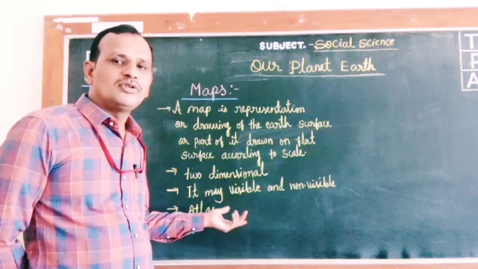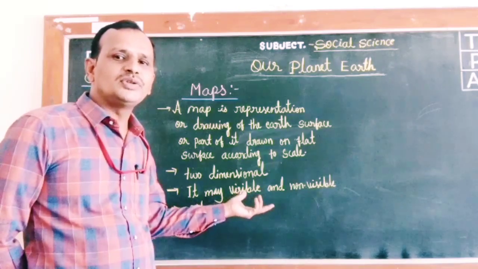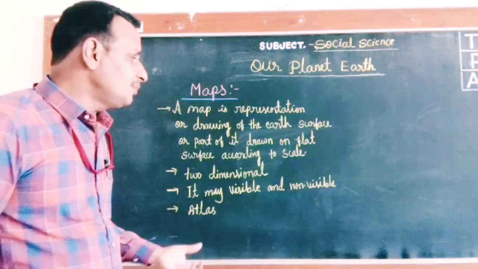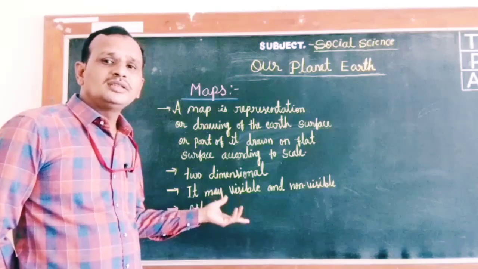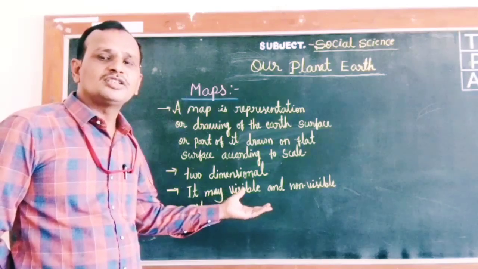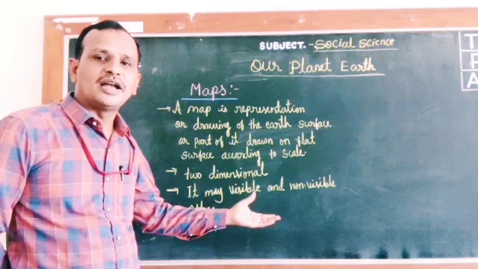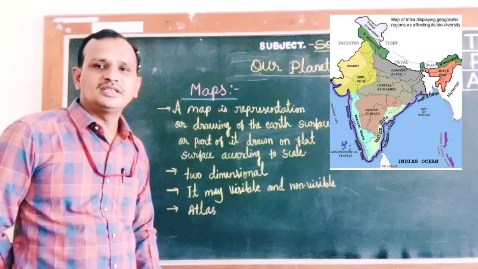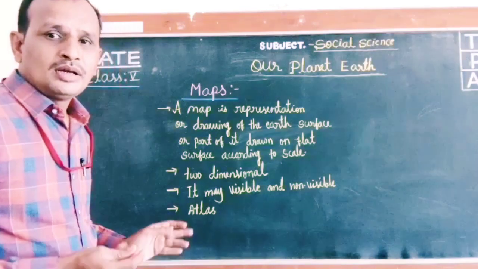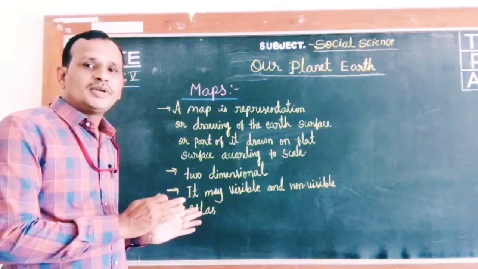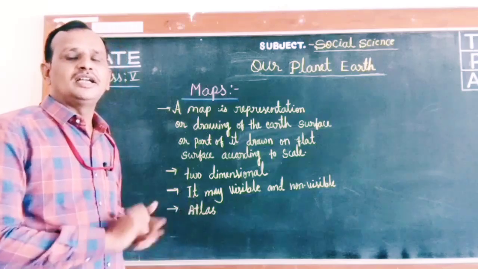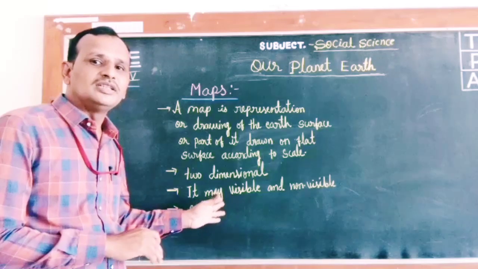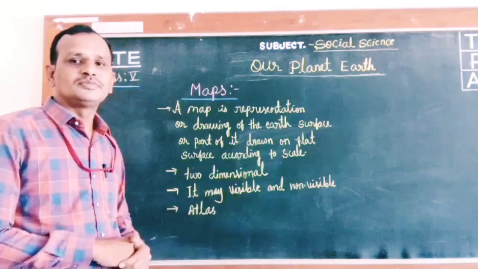So maps may show visible features on the earth's surface, and also maps may show things which cannot be seen on the earth's surface, like temperature and the border between countries or states. Isn't it, children? You can see the border between the country and the state through the map, and also we can see the temperature of a specific region through the maps.